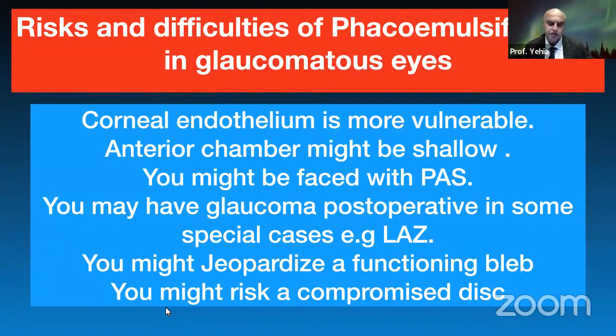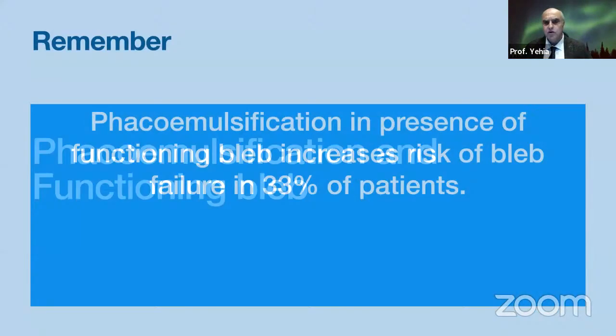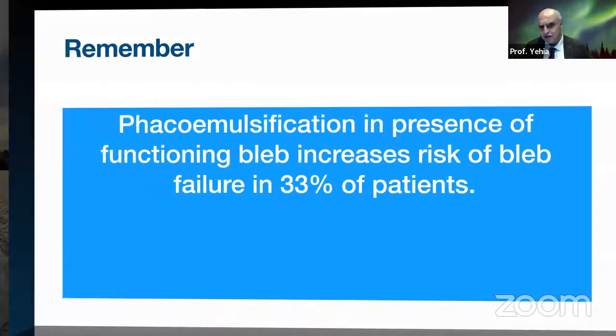phacoemulsification. We should take the utmost care and time spacing between the glaucoma surgery and cataract surgery if we are doing the surgery. And you might risk a compromised disc, and this entails a new technique to lower the pressure, to shorten the surgery, to avoid a lot of fluctuations of pressure, because this is very important to ensure that you don't compromise the disc. With a functioning bleb, it is known that phacoemulsification in the presence of a functioning bleb increases the risk of bleb failure in 33% of patients. And this should be considered and talked over with the patient. And also the timing: usually you can postpone the surgery after the primary glaucoma surgery, like 3 to 6 months.